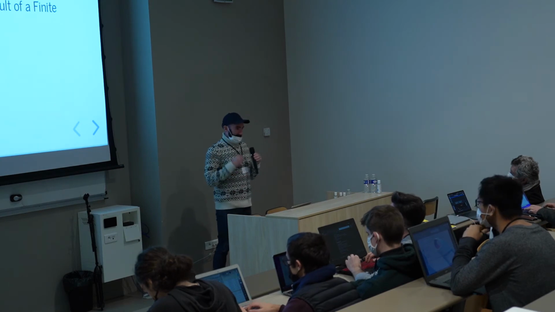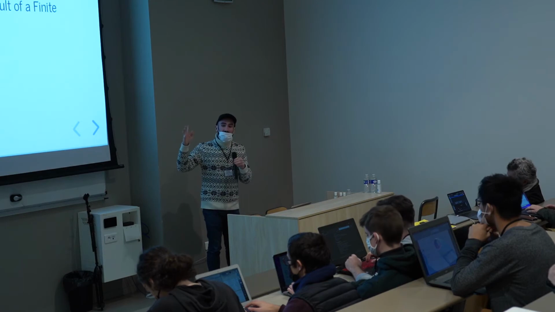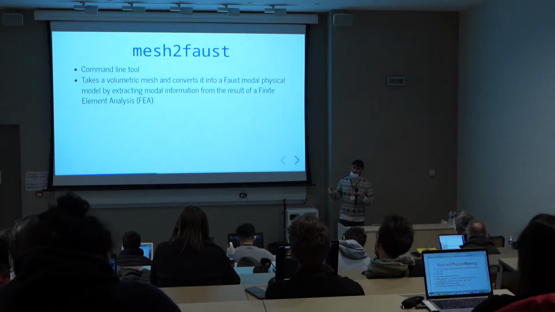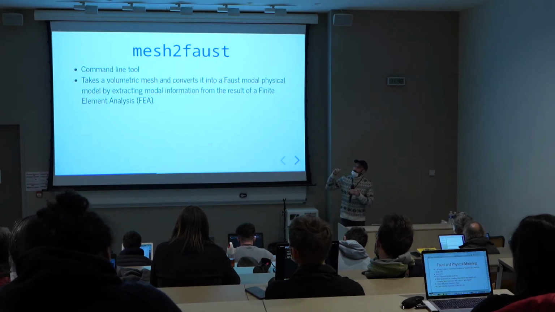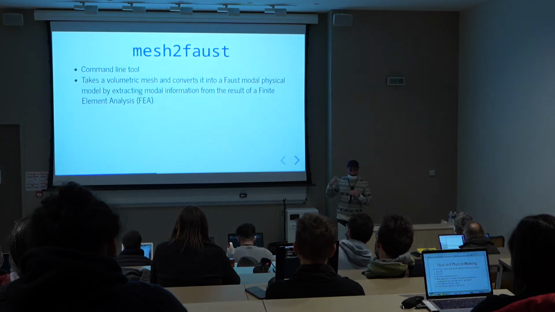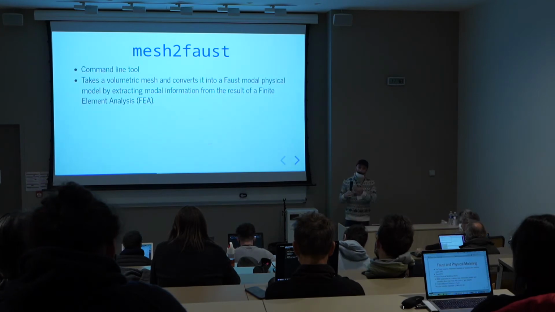It means that you can make a 3D object in Blender, in OpenSCAD, in SolidWorks, in Rhino, whatever you want, and then give it to Mesh2faust, and Mesh2faust will turn it into something that you can hear, and into something that you can use in Faust. It basically makes a playable physical model in real time from your 3D object.